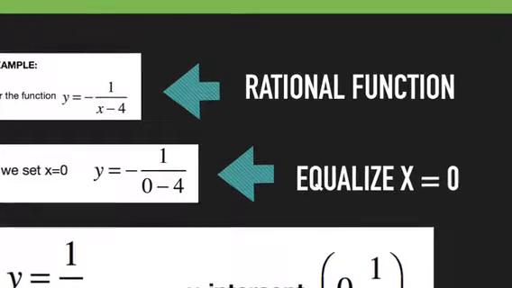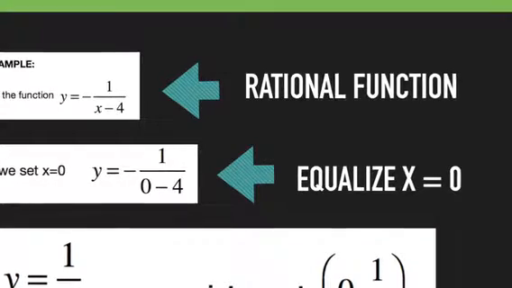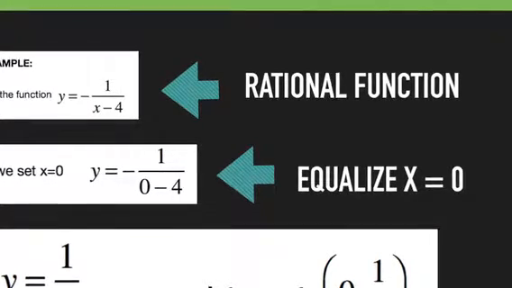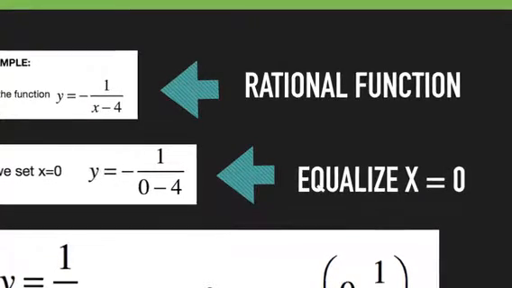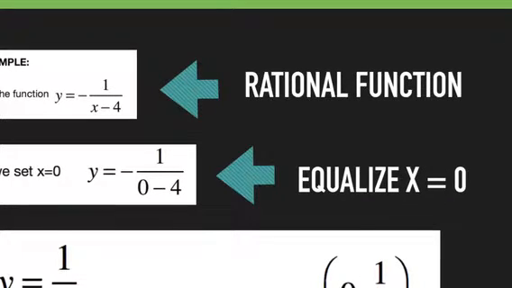What happens then? As you have a minus there and a minus down here with the 4, you cancel them both and you get 1/4 as the y-intercept.